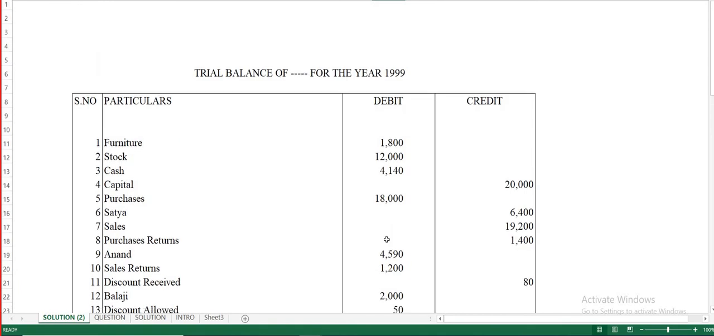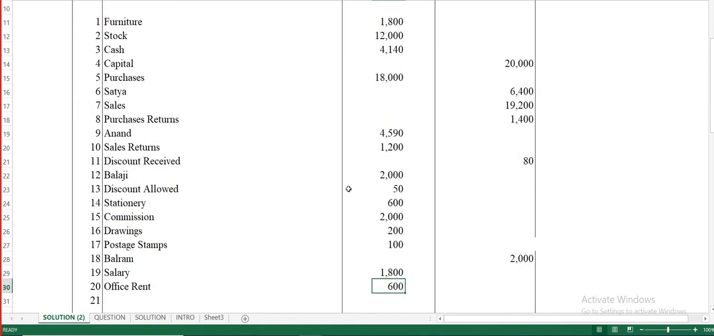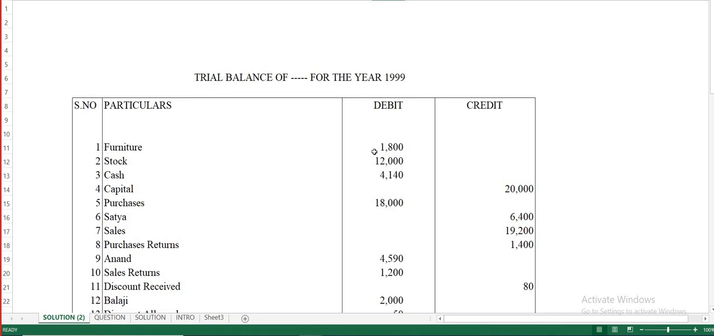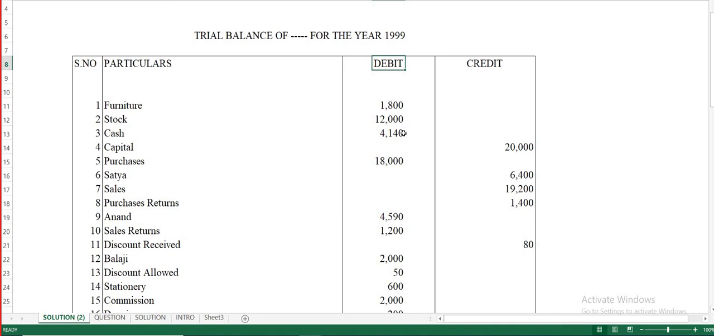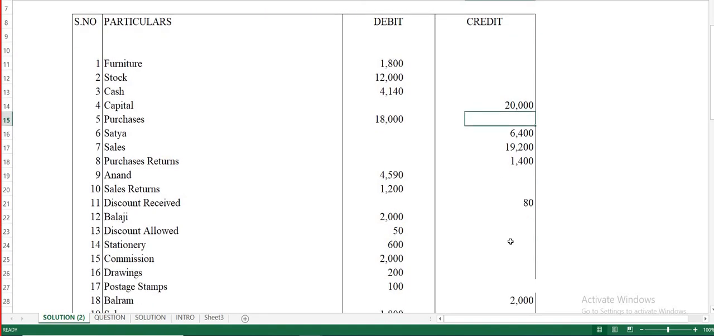Now we have entered all the amounts based upon the ledger balances, whatever we got in the ledger accounts. If it is a debit balance, I have entered it under the debit column. If it is a credit balance, I have entered it under the credit column. All these accounts have been prepared by us in the ledger accounts.